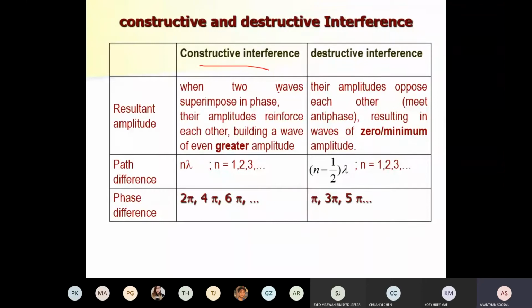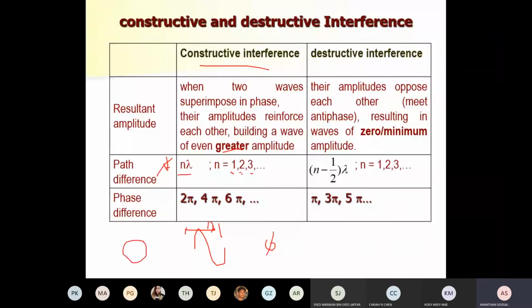So the result is constructive interference and destructive interference. In constructive interference, the two waves superimpose in phase, their amplitudes reinforce, building a wave with a greater amplitude. The path difference will be, now it's something new, the path difference will be what? In order of n lambda: 1, 2, 3. First bright, 1 lambda; second bright, 2 lambda; and third bright, 3 lambda. And the phase difference: if the path difference is 1 lambda, 1 lambda equals to what phase?